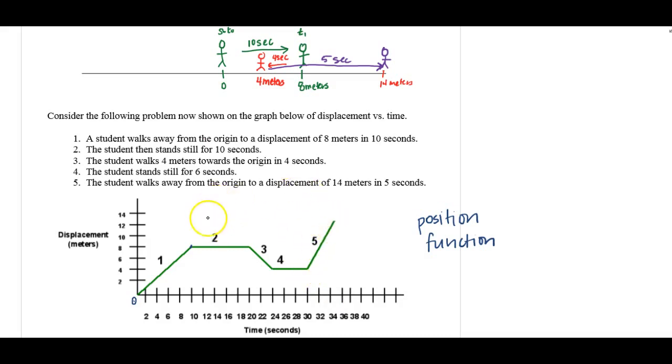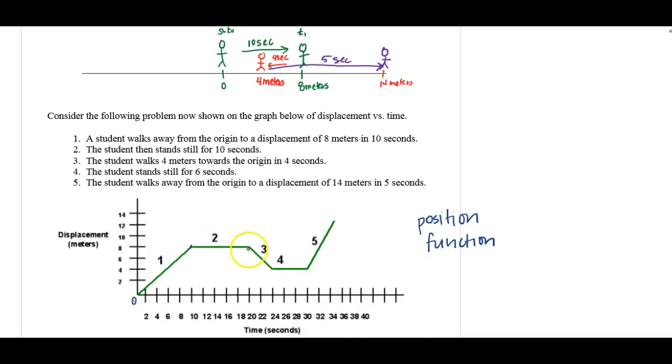So on this graph, we're thinking not only about the time and the displacement, but also about the slopes. The slopes tell us the rate, how fast he was going on average, because we really only have little snippets of information here. Between 0 and 10 seconds, his displacement was 8, so he went up 8 and then over 10. Up 8 over 10 is going to be 4 over 5 meters per second. So on average, he was traveling 4 over 5 meters per second.